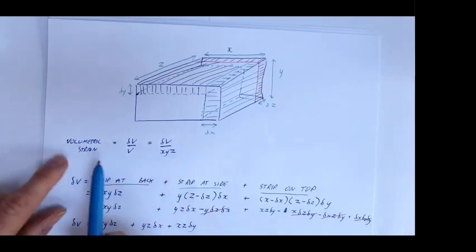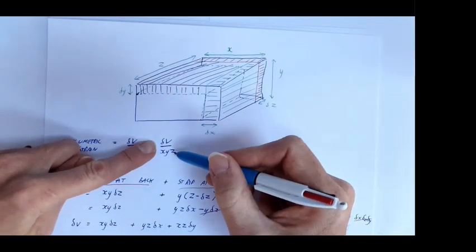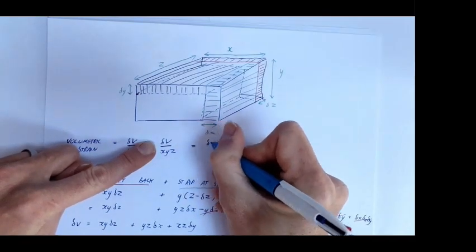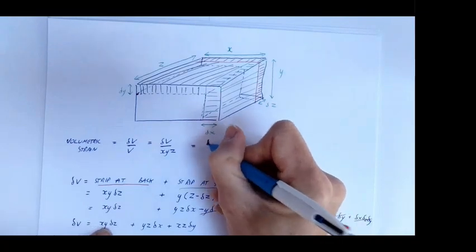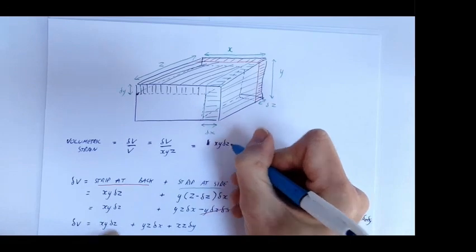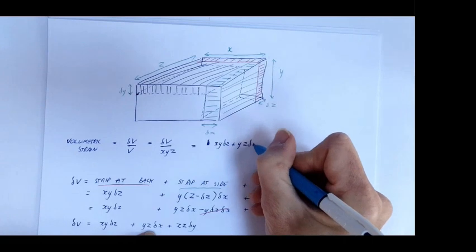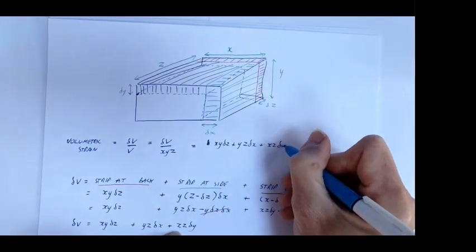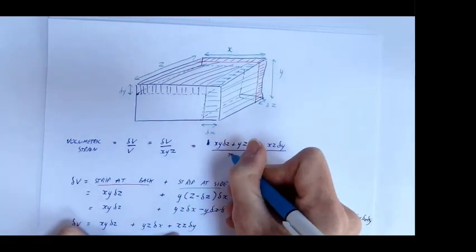Okay, so let's go back to this. The volumetric strain equals the change in volume divided by the original volume. The change in volume we've now just said is x, y, delta z plus y, z, delta x plus x, z, delta y, all divided by x, y, z.